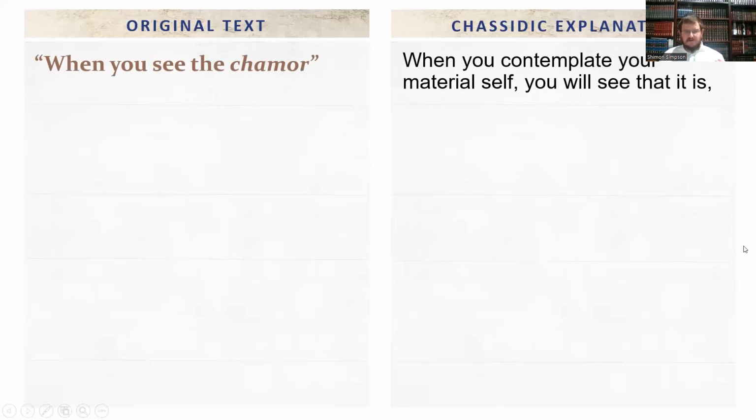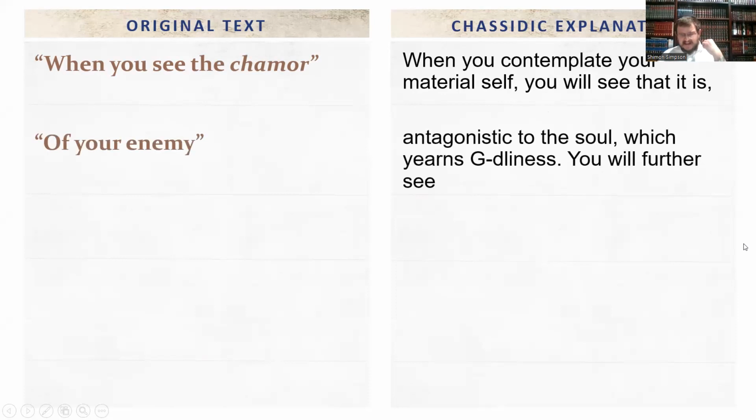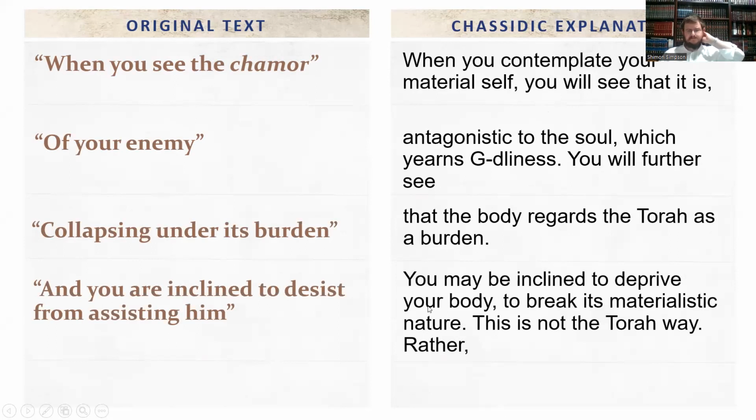When you contemplate your material self, in other words, you truly see it, you'll see that it is antagonistic to the soul. It's your enemy. It seems to be your enemy. It's antagonistic to the soul, which yearns for godliness. But then you'll further see that the body regards Torah as a burden and it's collapsing under its burden. And you're inclined to desist from assisting him.